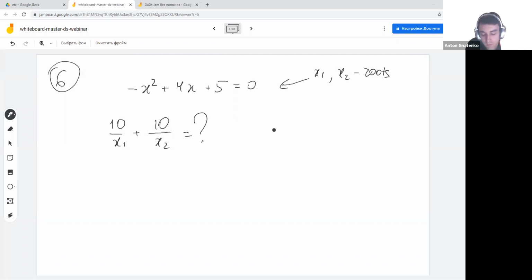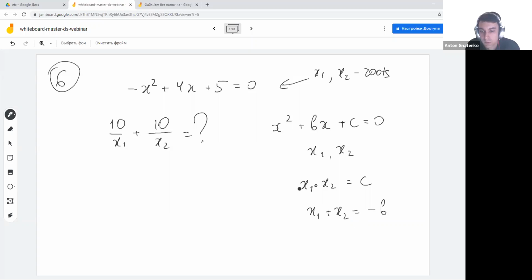If you remember Vieta's theorem, if I have a quadratic equation of this form, where the first coefficient equals 1, and I have 2 roots of it, then the product of these 2 roots equals c, and the sum of these 2 roots equals minus b. This is the general theorem, which always holds.